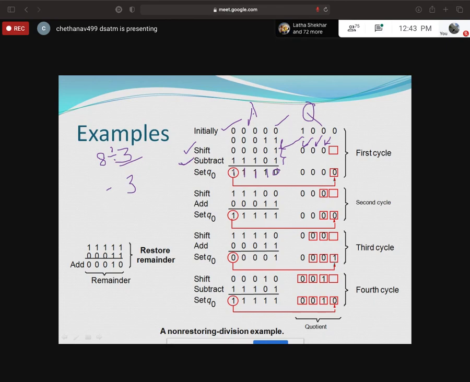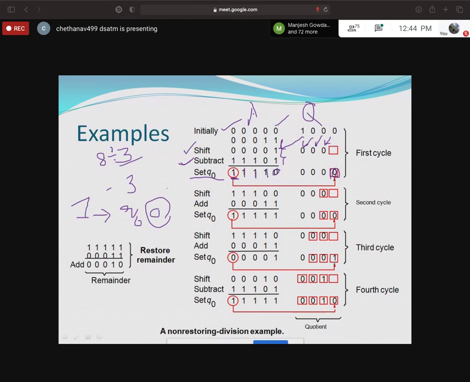Now come to the important point. Here is a change: set Q naught. Whenever this last bit is 1, what is your Q naught value? This is 1, which means your Q naught will be 0. Do you agree? If this bit is 1, then your Q naught value will be 0. I have to put it as 0, so I'll put it as 0 here. See, 0. That's fine. Are you clear? Nothing to worry about.